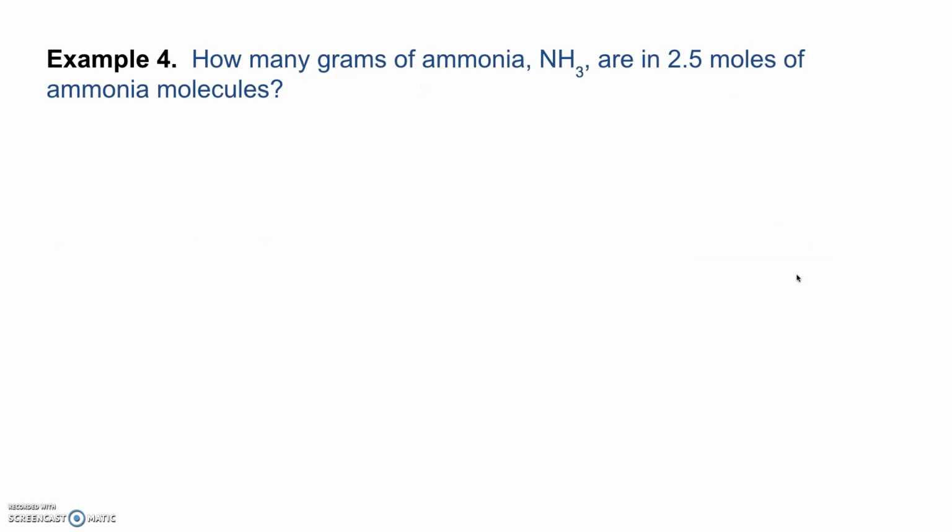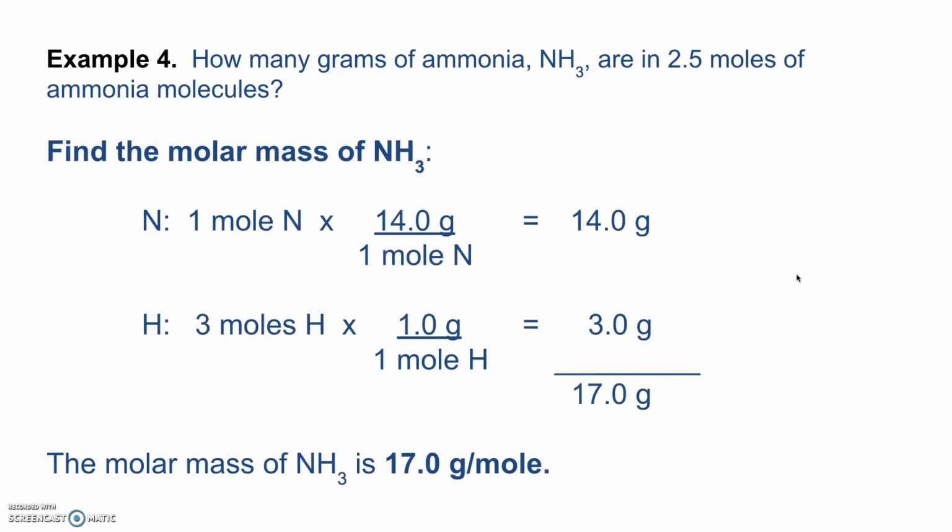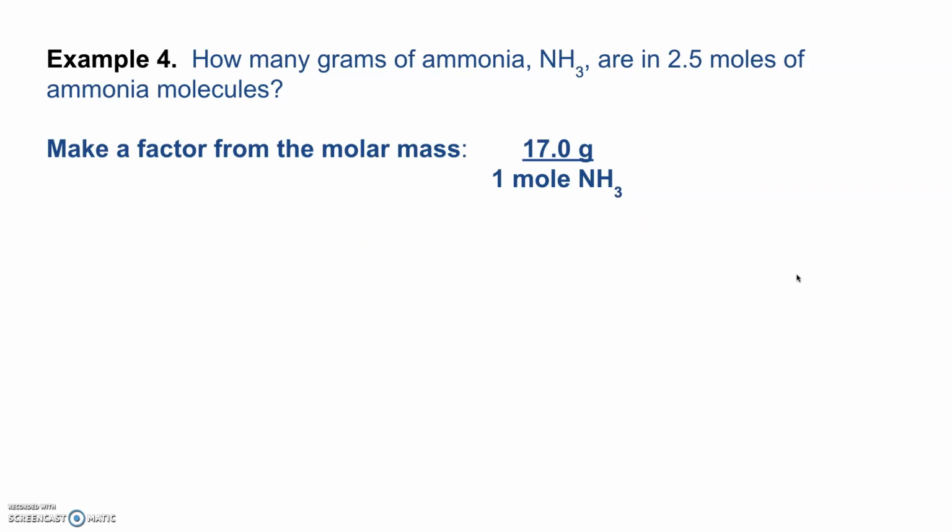One more example. How many grams of ammonia, there's the formula for ammonia, are in 2.5 moles of ammonia molecules? We're not given the molar mass of NH3, ammonia, so we need to figure it out. Here it is. It's 17.0 grams per mole. We can write the 17 grams on top and the 1 mole on the bottom of our factor, or we can do it the other way around.